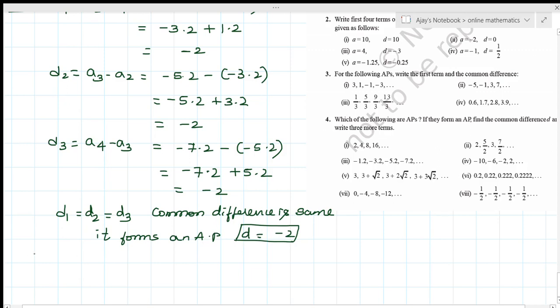So now I have to find the next 3 terms. As I told in the previous problem, they have given 4 terms, so I have to find A5. A5 is nothing but adding a fixed number to the previous term. The previous term is A4, so A4 is minus 7.2. Minus 7.2 plus of minus 2 is minus 7.2 minus 2, so it is minus 9.2. I hope you're getting it.